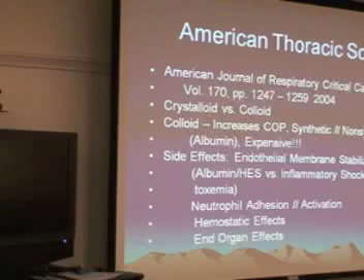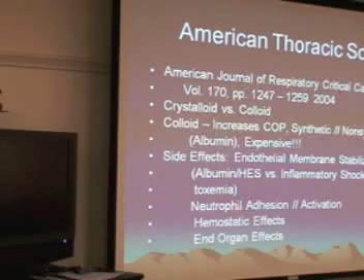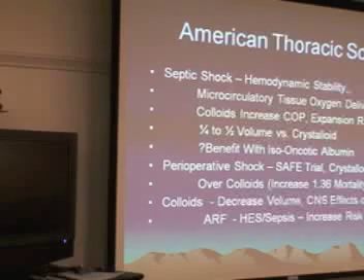Side effects, does it stabilize the membrane? Some people believe it does with sepsis. It affects your white cells. It causes adhesion of your neutrophils. It may impair activation. It affects your coagulation and the in-organ effects, as I stated, on the kidneys.